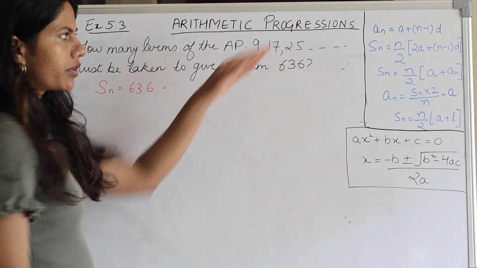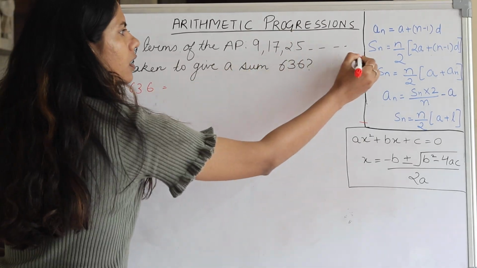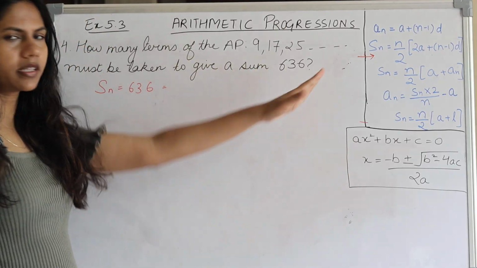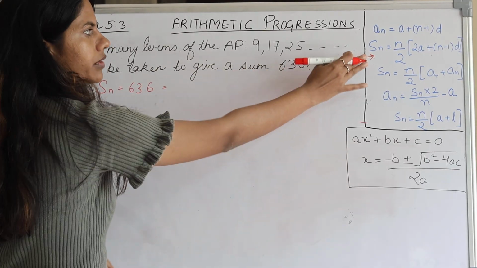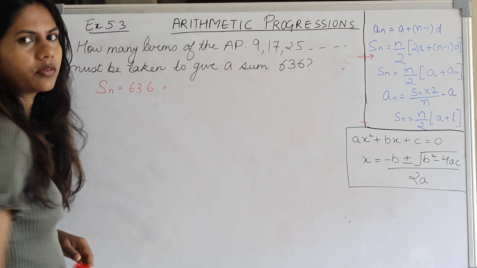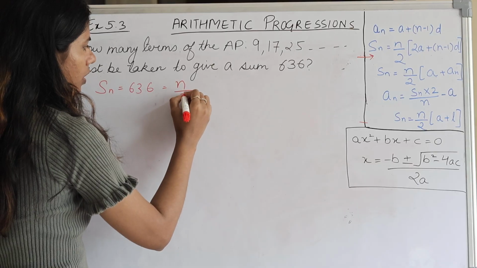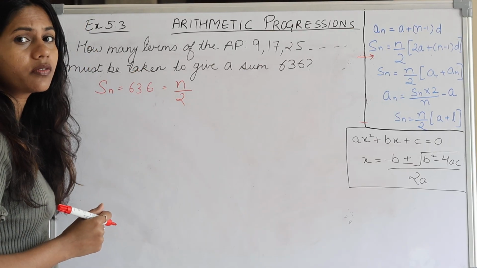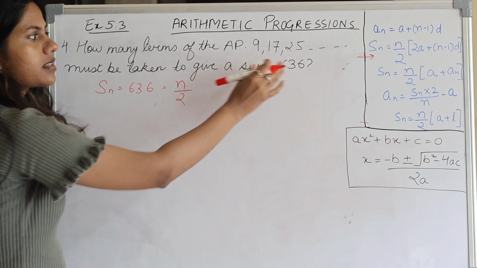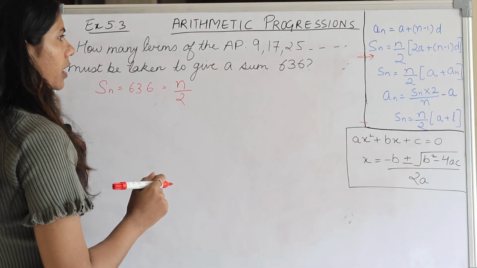We know we were using these formulas, right? So we have this formula. See, there is nothing here being described about the last term, so that's why we are using this formula. What we don't have is n. Basically, they're asking us to find out the value of n for which the sum is 636, and we are given the AP.